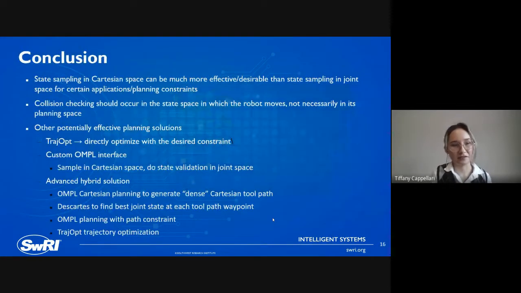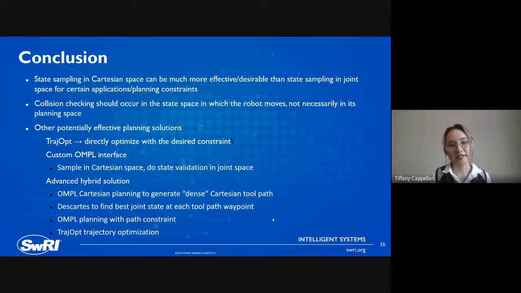So in conclusion, we found that state sampling in Cartesian space can be much more effective than state sampling in joint space for certain applications of planning constraints, as when we tried to state sample in Cartesian space at first, it wasn't able to see these joint configurations that would happen during the actual planning phase. And collision checking should probably occur in the state space in which the robot moves, not necessarily its planning space. Because again, we originally were planning in Cartesian, but the robot was moving in joint space.